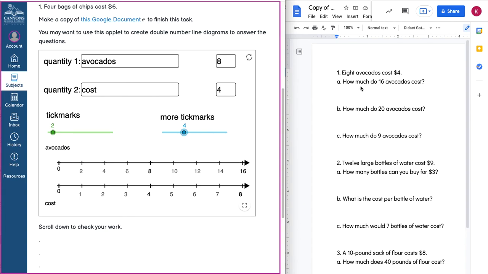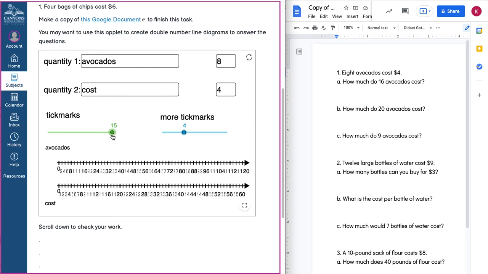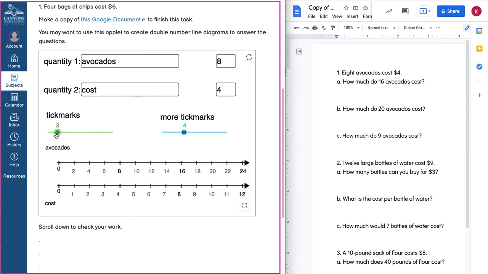So for example, it says, how much do 16 avocados cost? Well, I got that one, I doubled it, and I see that 16 avocados costs $8. So you can add any tick marks that you need and get really busy and crowded on here until you're able to display the matching tick marks for the number of avocados or the cost.